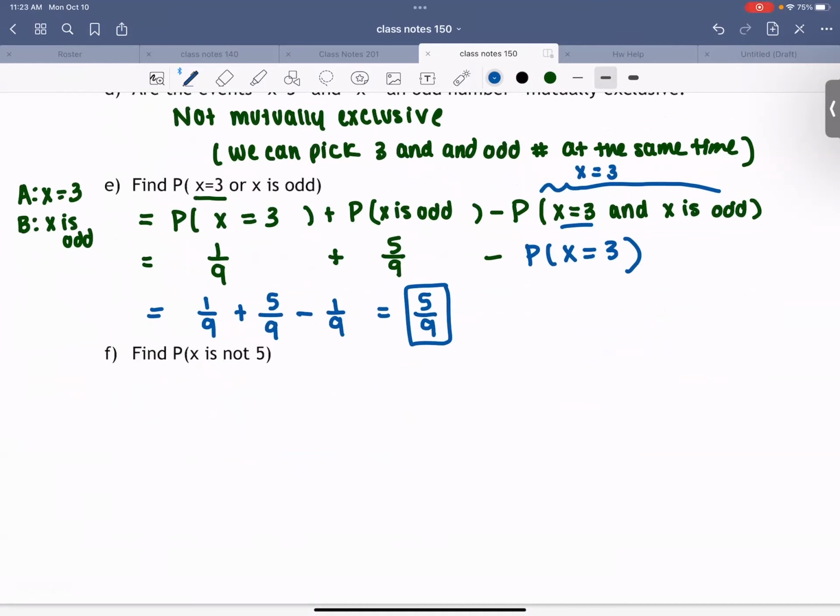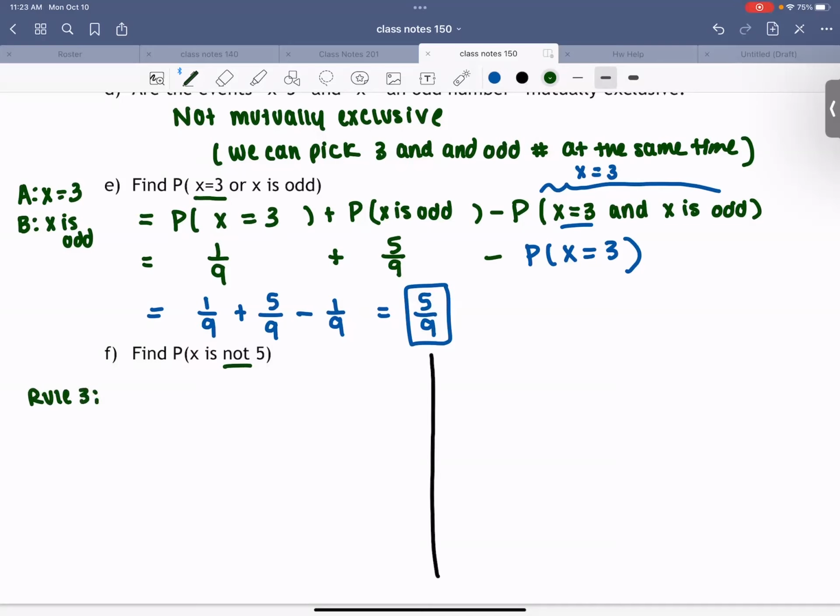Actually, we don't even have to think about mutually exclusive or not here. Let me actually show you 2 ways to do this. What rule do you think we should be applying here? The complement rule, because it says not 5, right? Okay. So I want to use rule 3.